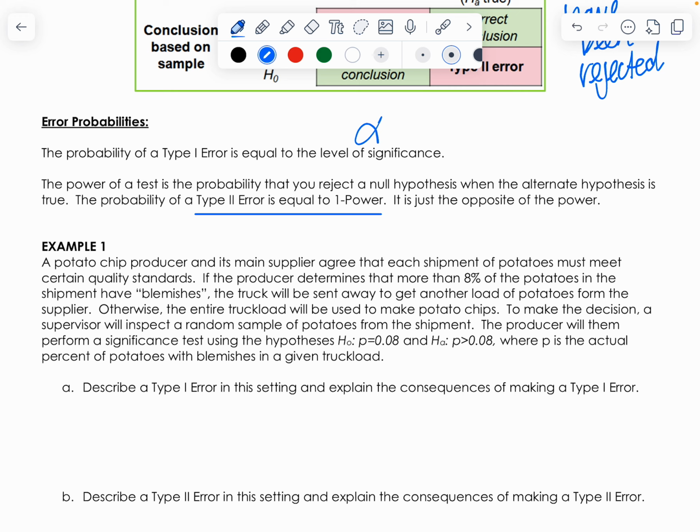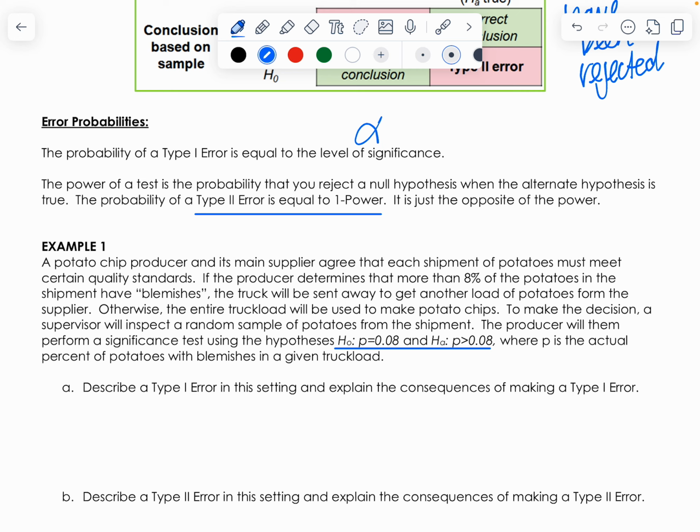To make the decision, a supervisor will inspect a random sample of potatoes from the shipment. The producer will then perform a significance test using the hypotheses. These are important. P equals 8% and then P is greater than 8%. Remember, this is the problem where we are checking to see if a sample of potatoes from the truckload have a higher percent than 8% in terms of blemishes. If so, they send it away. If not, they use those potatoes to make potato chips.